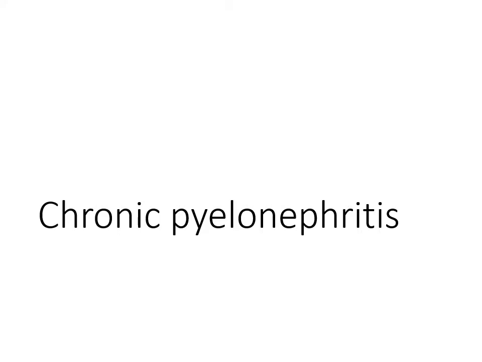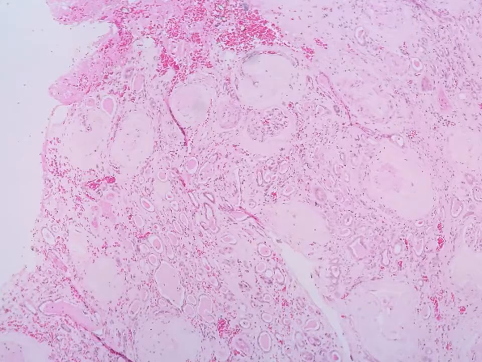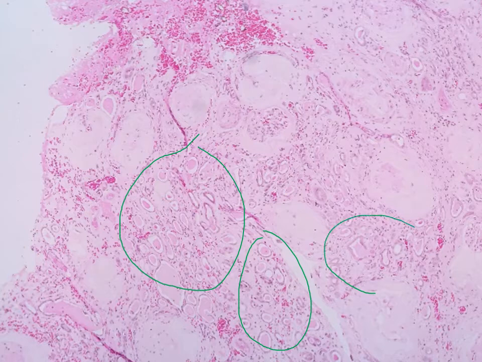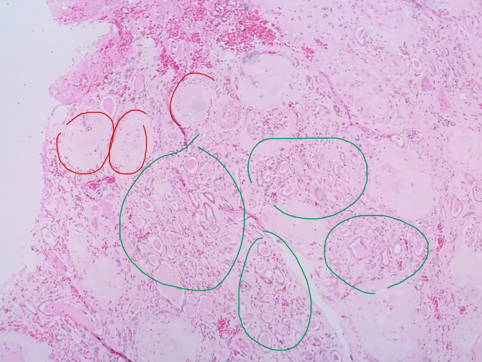And I think this is the last case. It's a chronic pyelonephritis. So under low power, you can see there are some tubules that are dilated. In this area you can see some dilated tubules, and if you can appreciate, this is one highly thickened blood vessel.